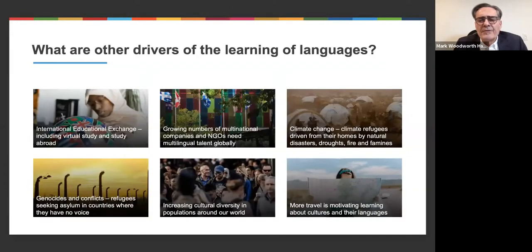Next. There are many other drivers of language. We're all aware of climate change, and we're aware that climate refugees arrive in countries where they don't speak the language, as do other conflict refugees. There's increased diversity in all populations around the world, and there's more global travel. So these languages are being learned for all of those reasons, and particularly for international educational exchange and virtual study, which gets us in touch with languages and across borders.